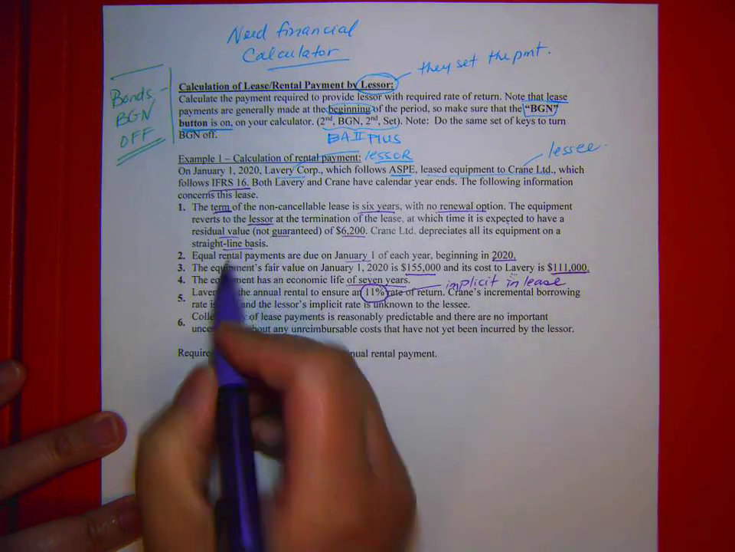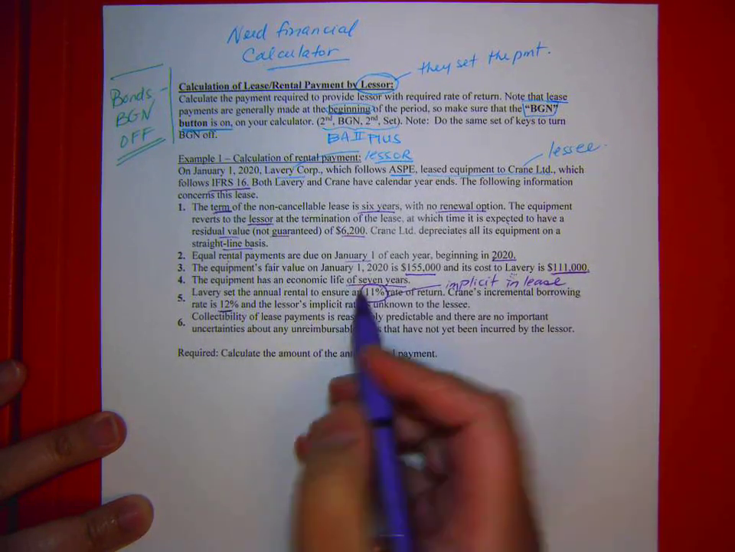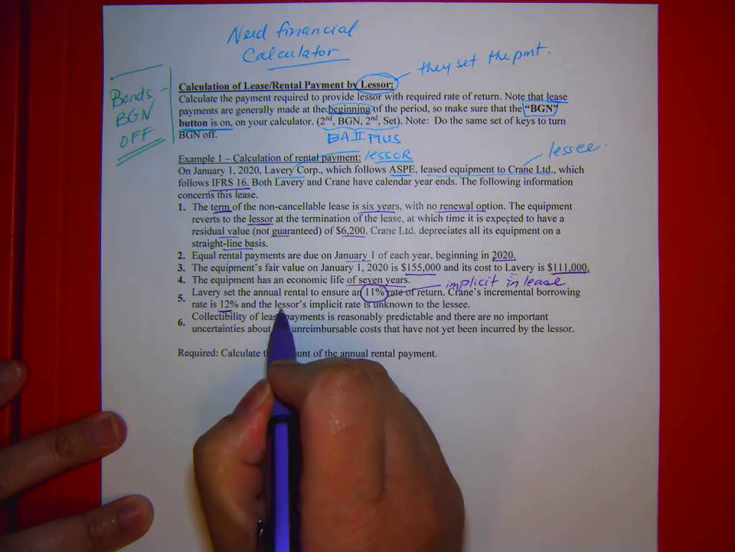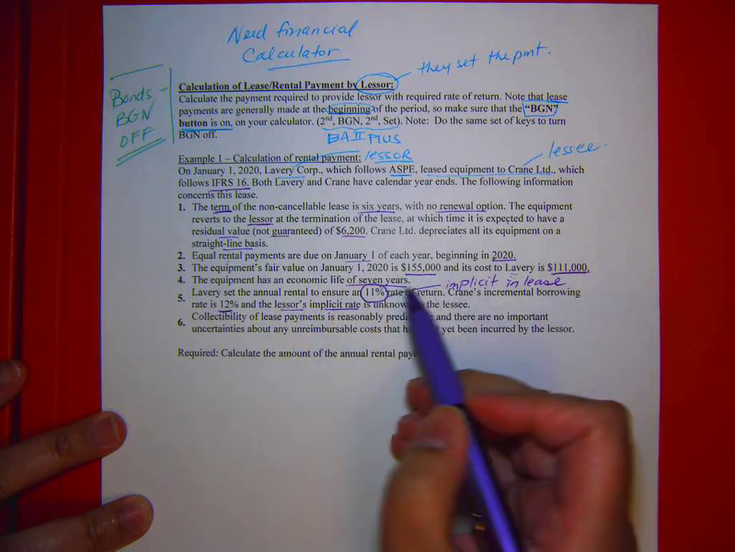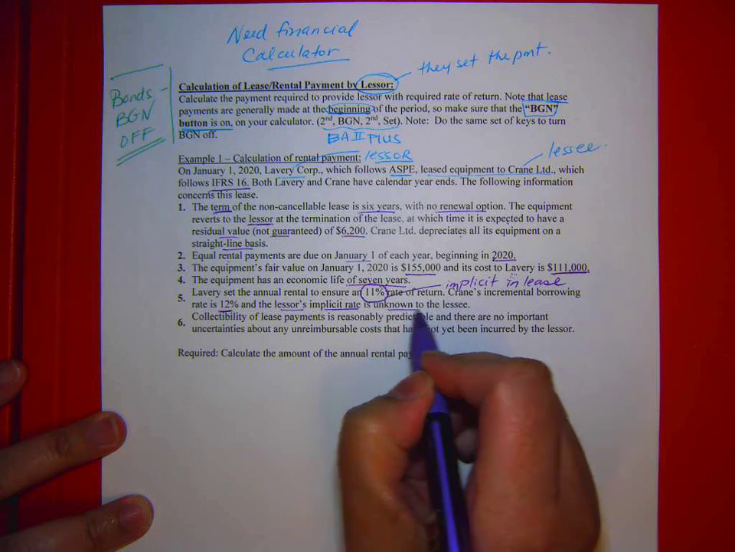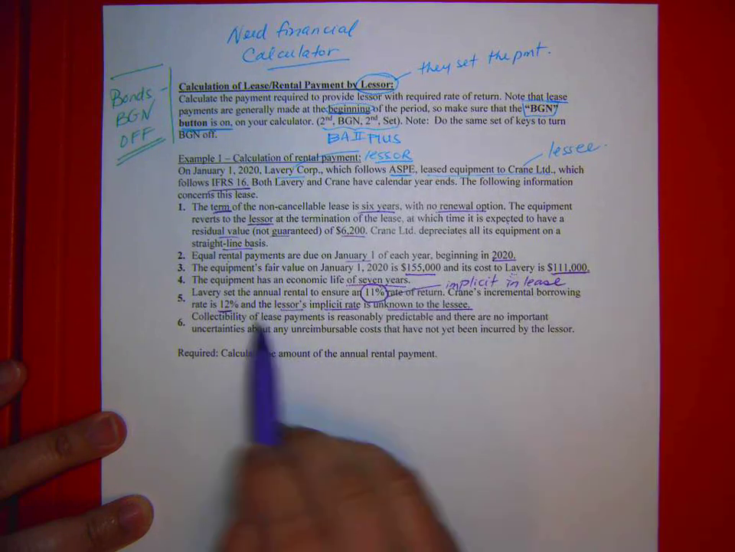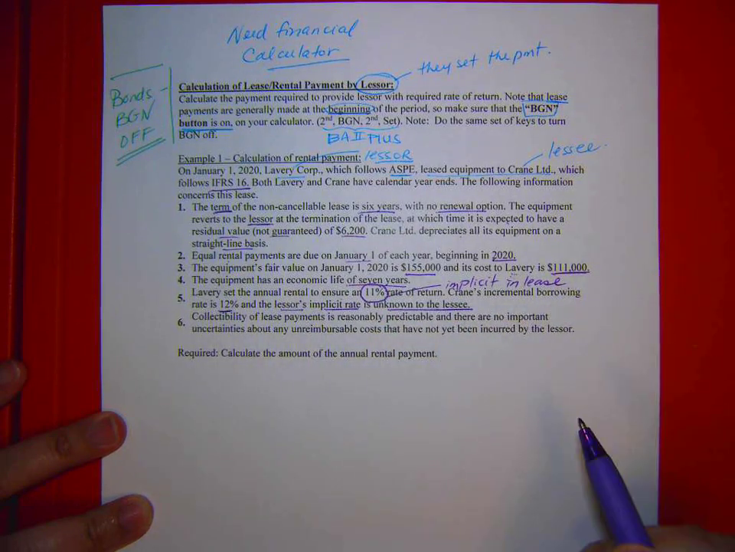Crane's incremental borrowing rate is 12%. And the lessor's implicit rate, which is the 11%, is unknown to the lessee. So Lavery knows about it, but Crane doesn't.